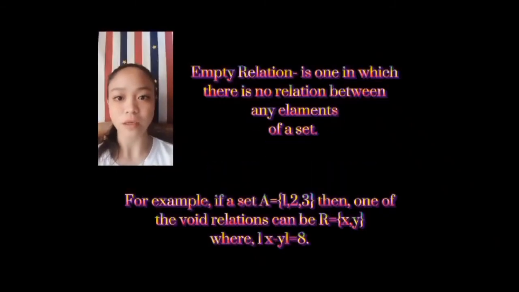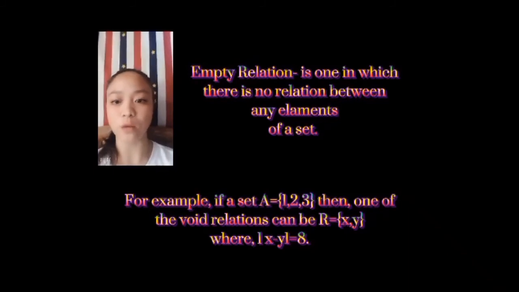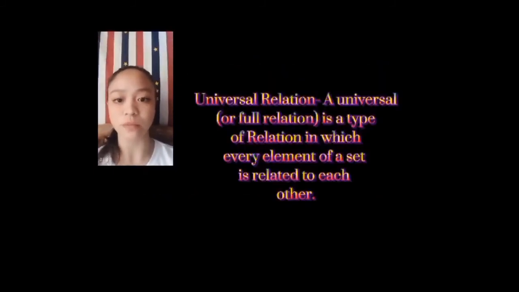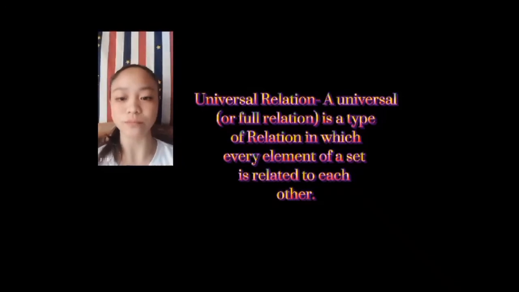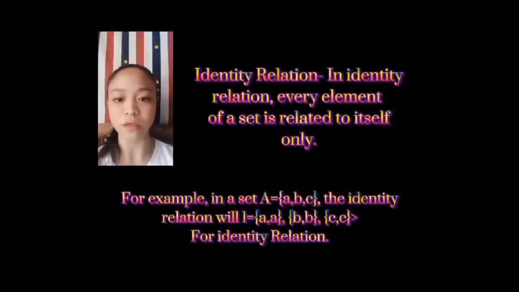Types of relations. Empty relation is one in which there is no relation between any elements of a set. For example, if set A equals {1, 2, 3}, then one relation can be R equals {(x, y) where |x - y| = 8}. Universal relation. A universal or full relation is a type of relation in which every element of a set is related to each other. Identity relation. In an identity relation, every element of a set is related to itself only.